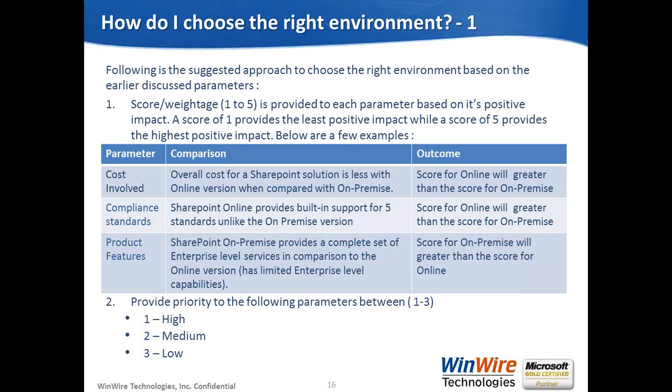The next thing you will do is try to prioritize these parameters with a value between 1 and 3. 1 would mean it's a high priority parameter, 2 would mean medium, and 3 would mean a low priority parameter. If we want to ignore any of the parameters, you can also choose to put a 0 value to it.